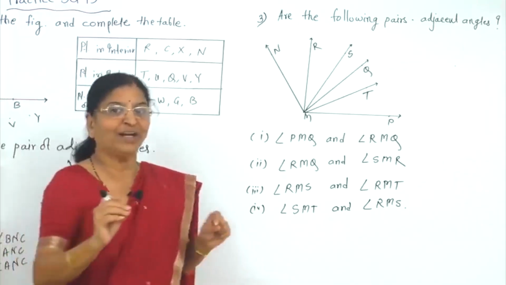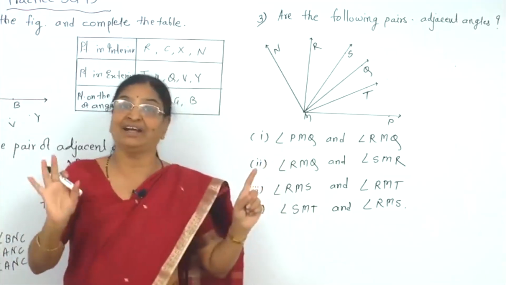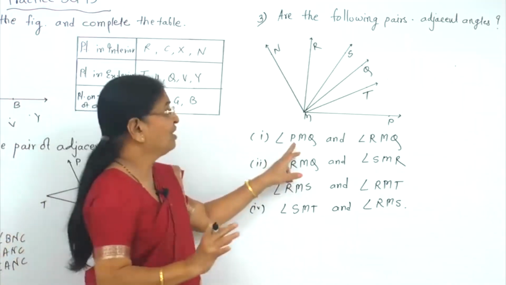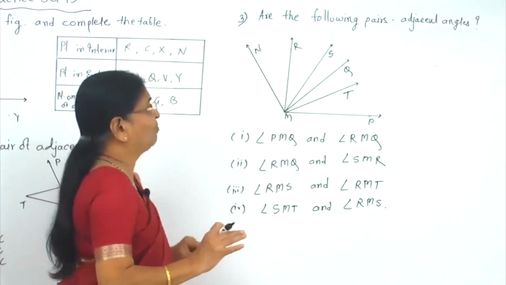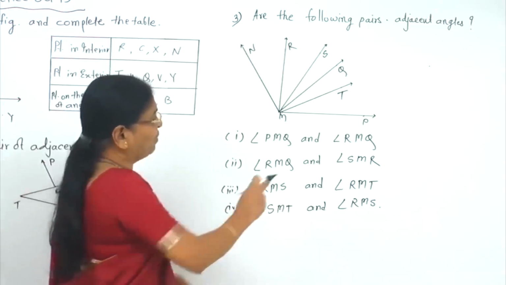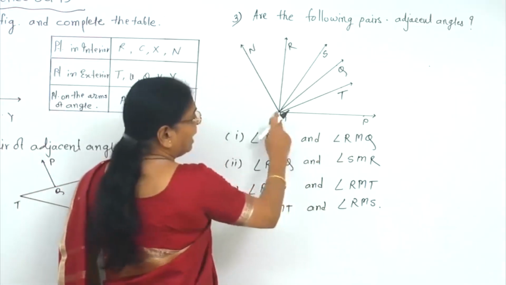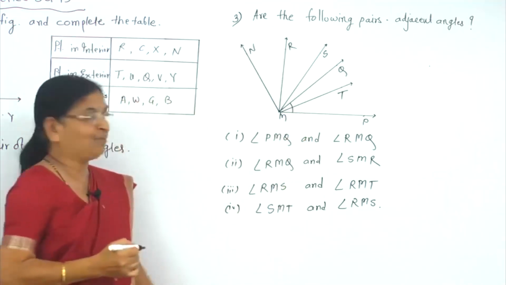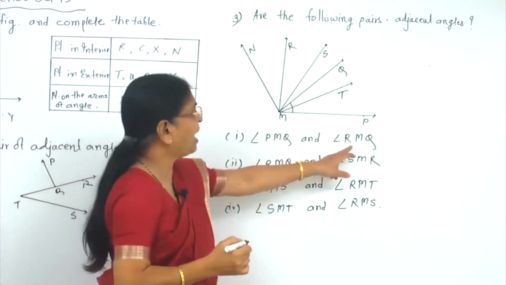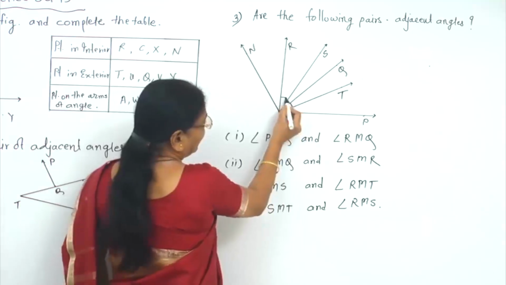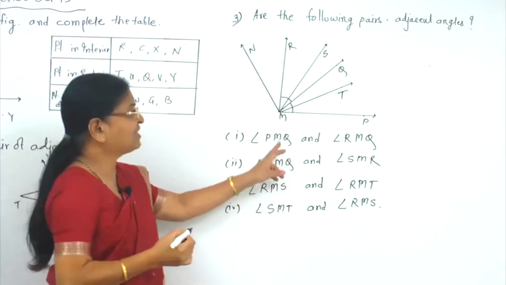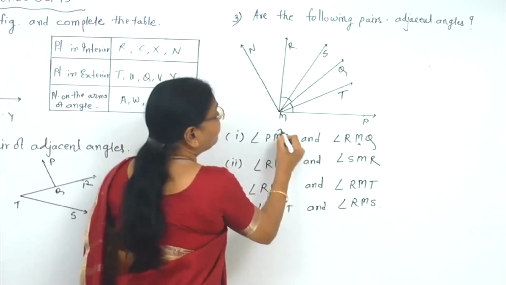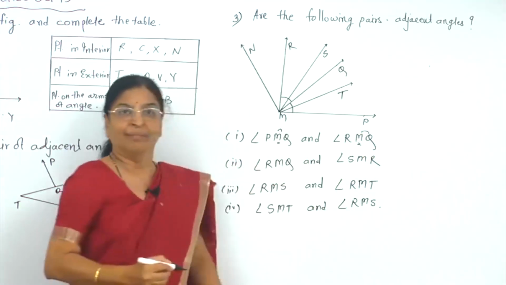Now what you want to find out is the separate interiors only. Check whether it has separate interiors. See, first is PMQ. Where is PMQ? So P is here, M is there and Q is there. So I will mark the angle PMQ. The second is RMQ. See, here is the angle. And you can say that M is a common vertex, and MQ is a common arm.